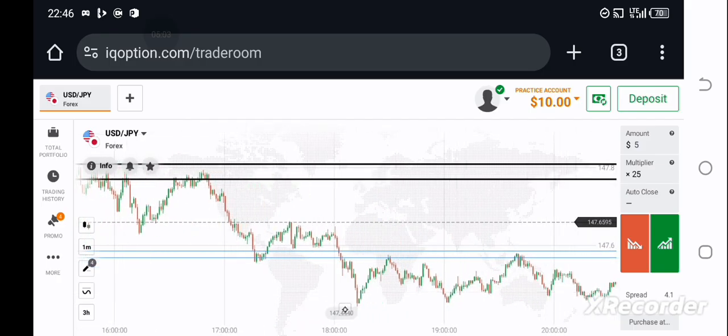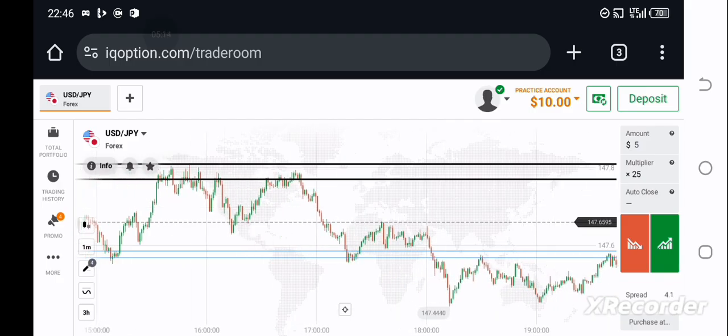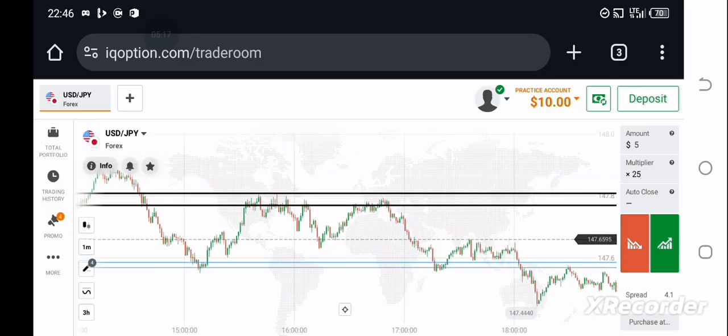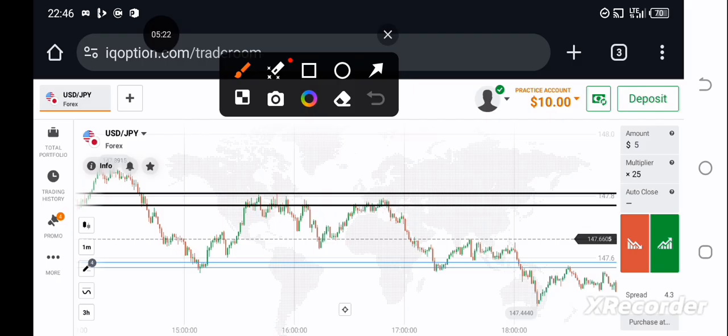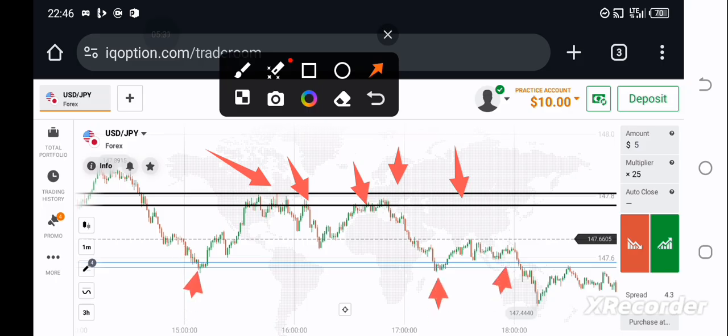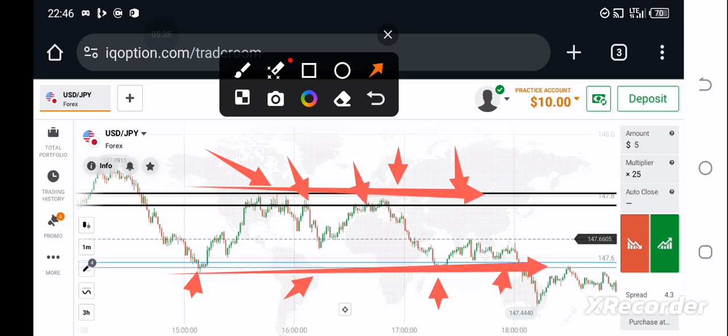So these are the concepts of demand and supply. Same thing as support and resistance. The demand zone is where buyers are expected to enter, and then the supply zone is where the sellers are expected to enter. This area is the supply zone, and then this is the demand zone. The entire of this area here is demand, and then above is supply.